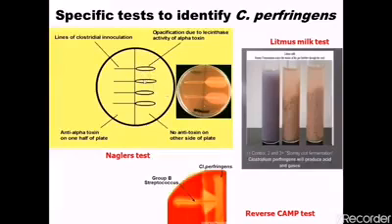a zone of opacity. So this is also a zone of opacity on this particular side. So this is the zone of opacity. And why is it produced? Because lecithinase causes deposition of lipid around the colony, producing a zone of opacity.